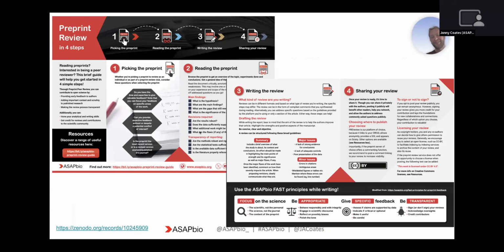We also very recently designed a guide on how to review a preprint. This equally applies to any review you're doing. This can be printed off, or there's a digital version, which is actually interactive.